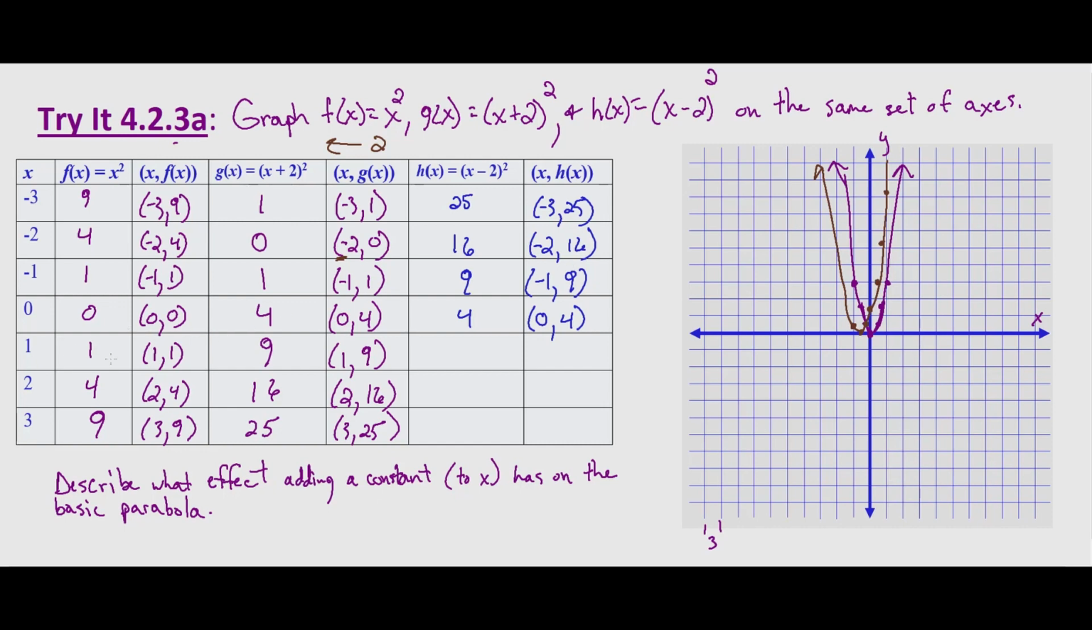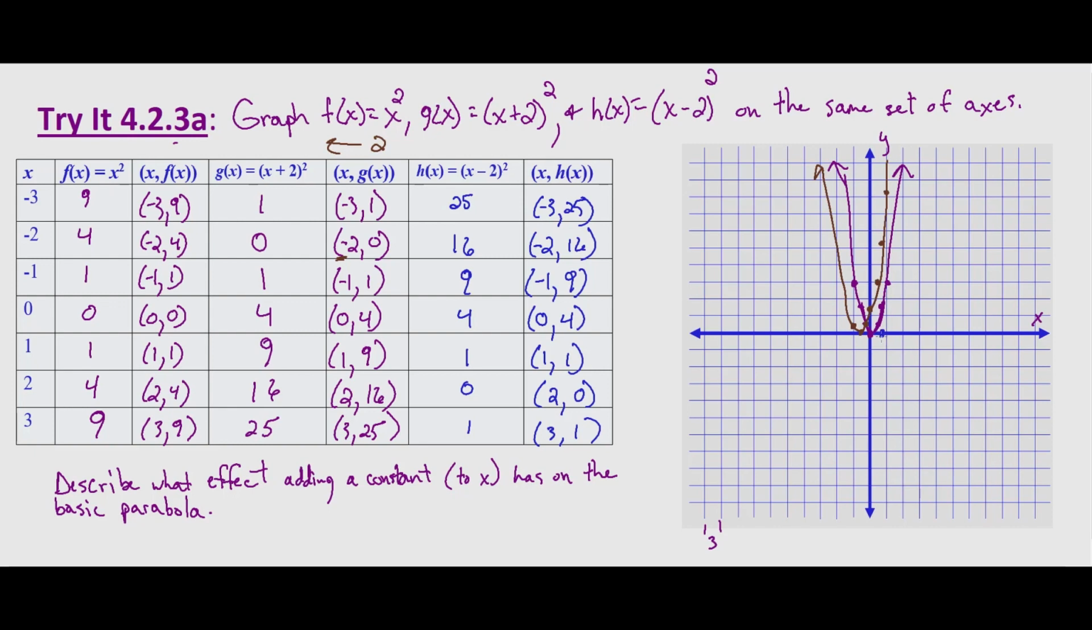At 1, we have 1 minus 2 is -1. -1 squared is 1. So we have 1, 1 as a point. At 2, we have 2 minus 2 is 0. 0 squared is 0. So we have 2, 0. And last but not least, 3 minus 2 is 1. 1 squared is 1. So we have a point at 3, 1. And we should notice here that that means the vertex is at 2, 0. So let's go to 2, 0.